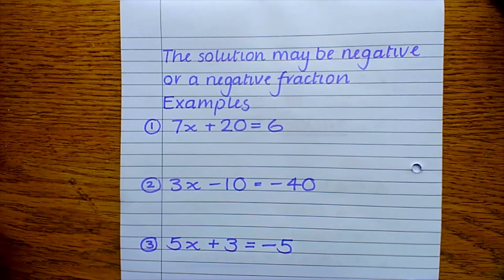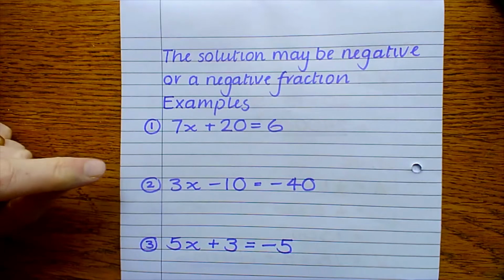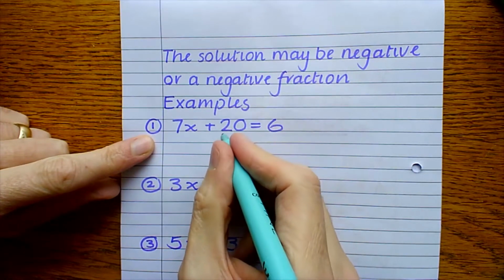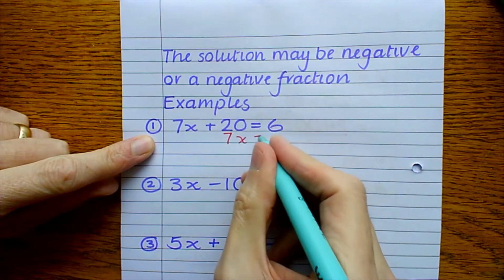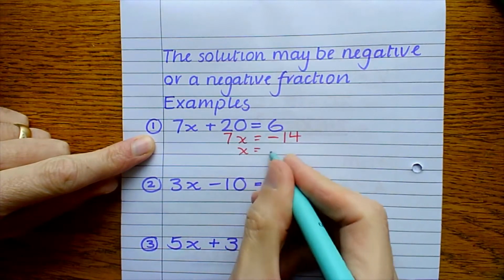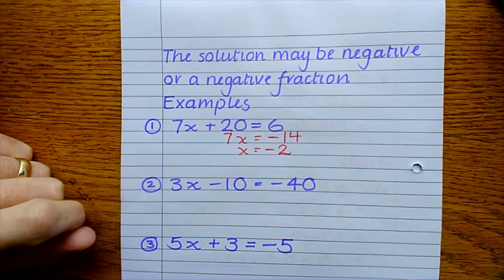Now I'd like to go back to your notes jotter to add a wee bit more. It may be that you prefer to let me do it first and listen and watch and then write. Okay, so 7x plus 20 makes 6. We take away 20 from both sides, so 7x is minus 14. So in that first one, x is minus 2. There's no reason why the answer to your equation can't be a negative number.